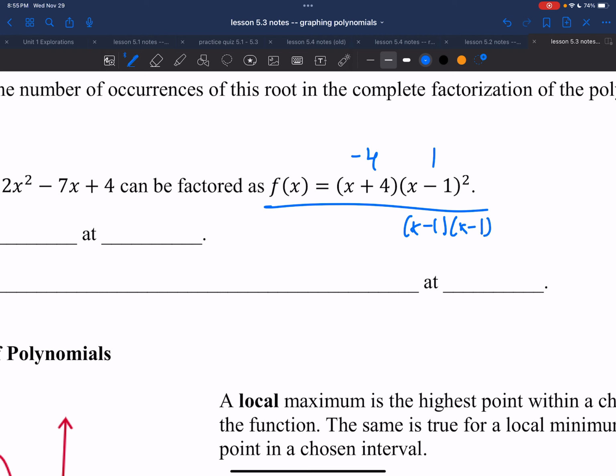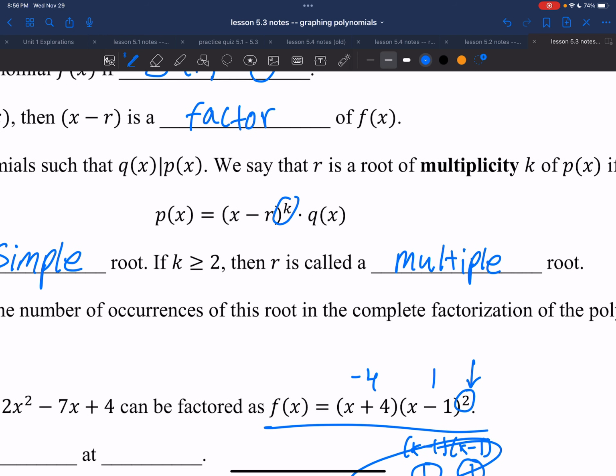So that root 1 is happening twice. And that is what is meant by multiplicity. Multiplicity means the number of times that root is happening. And we know that 1 has a multiplicity of 2 because it occurs 2 times. But you don't need to write it to see that. You just look at the exponent. And that's what's meant by that k there.